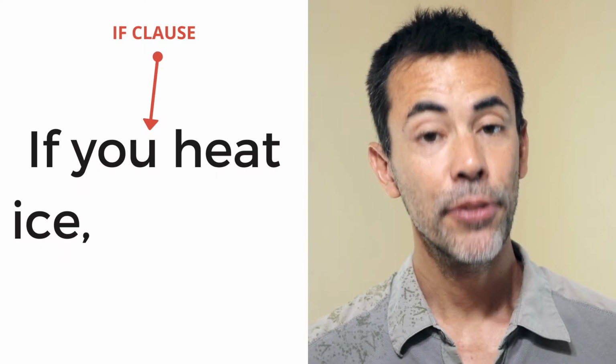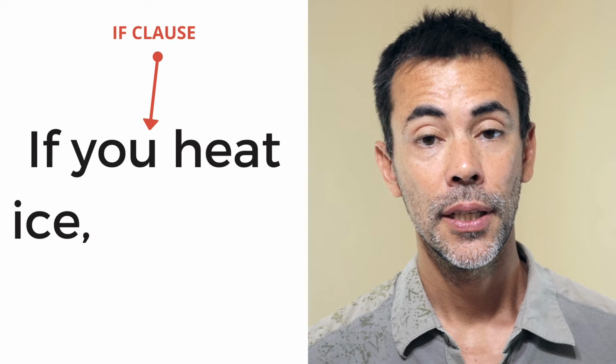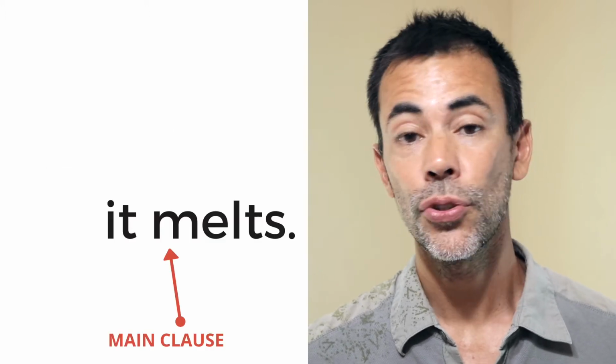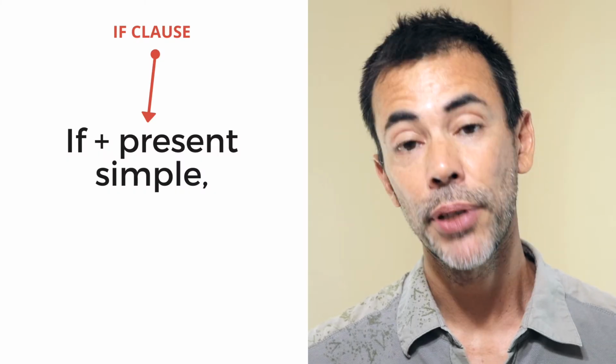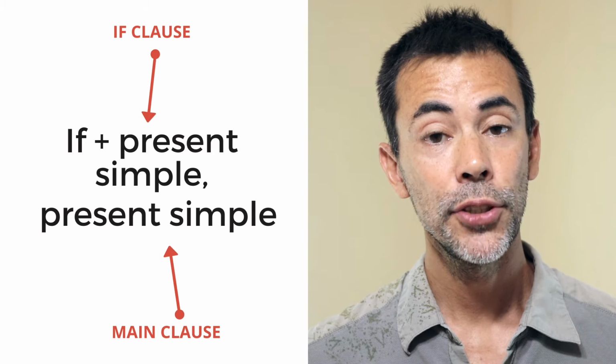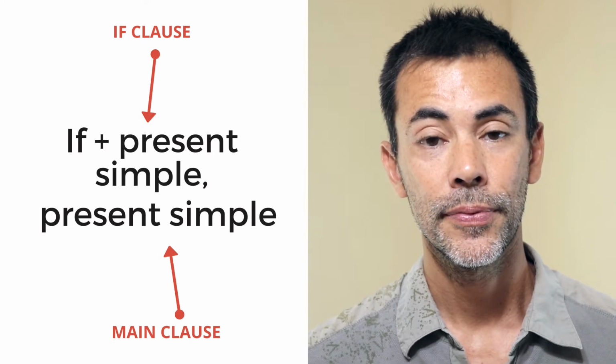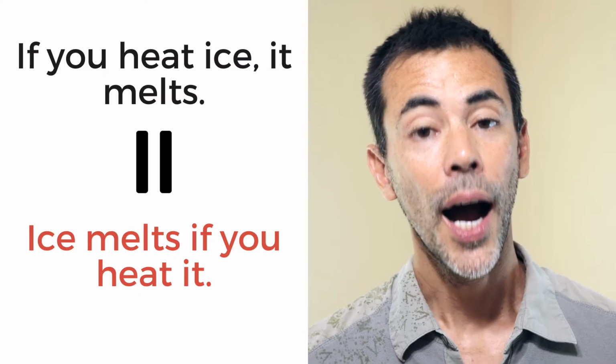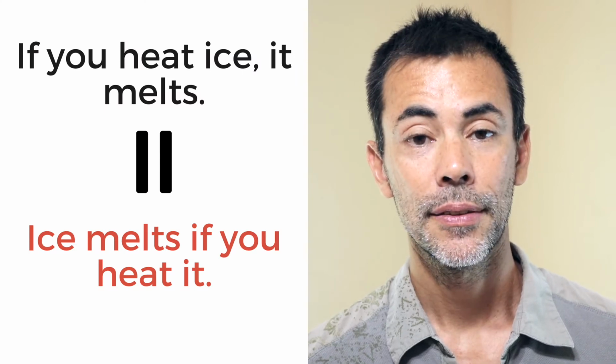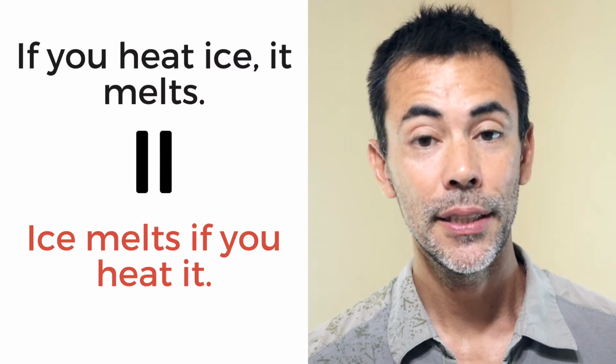The zero conditional is made up of two clauses: the if clause, or the condition, and the main clause, which is the result. The if clause is made using if and the present simple, and the main clause is made using the present simple. You can also change the order of the clauses without changing the meaning, just like with other conditional sentences, but you may have to rearrange the pronoun. For example, ice melts if you heat it.